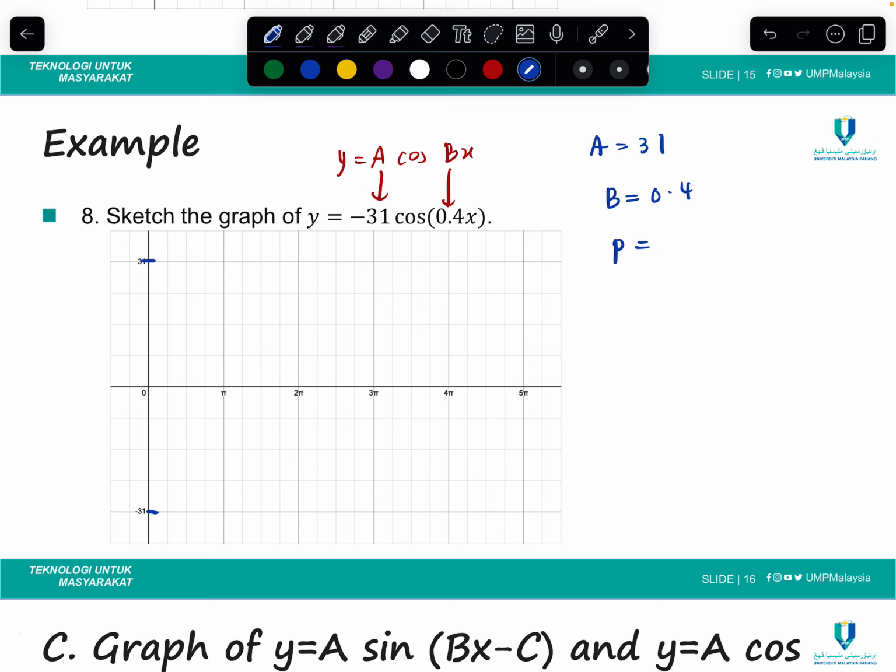The formula of period is 2 pi over b. 2 pi divided by 0.4 is equal to 5 pi. So that means the cycle will end at 5 pi. That is the end point. So let's remark the middle point. This is 2.5 pi. Okay.